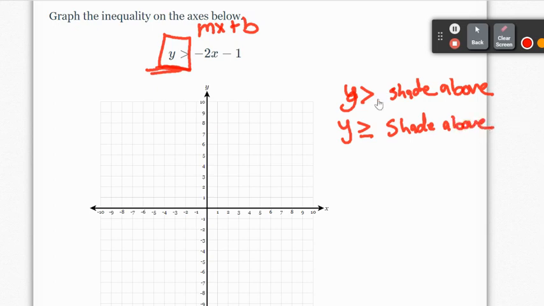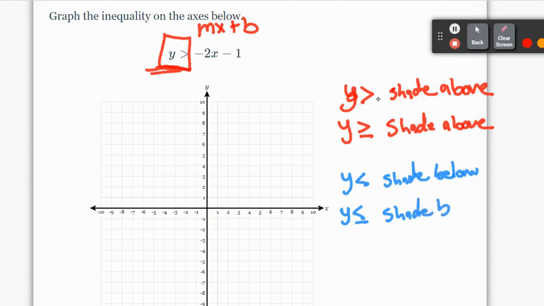And then we'll learn we have y is less than or equal to. They both are shade below. Shade below. But then there's one big difference between having a less than but not equal to. When you have greater than but not equal to, it is a dotted line with shading above.